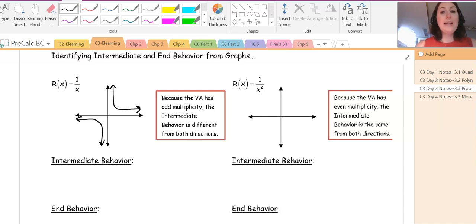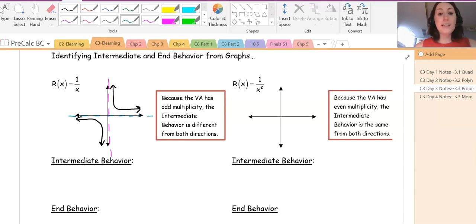All right, now this does have a vertical asymptote at x equals 0. We'll get into vertical asymptotes more in a minute. And it also has a horizontal asymptote at y equals 0. We'll review horizontal asymptotes more tomorrow. Okay, but for now you can just take my word for it that those are where the asymptotes are.